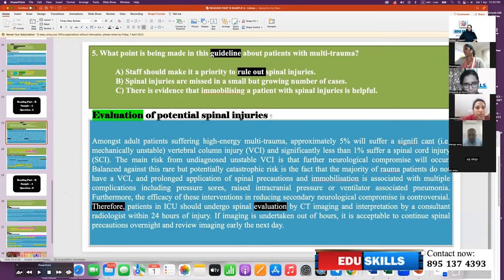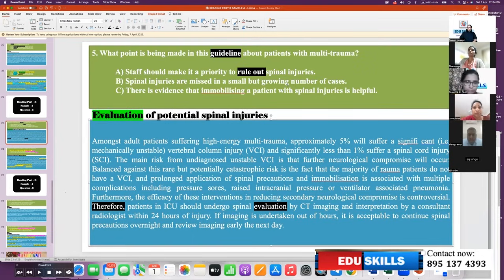Do you have any other options? Here one scale is used, whether you can understand the scale. Spinal injuries are missed in a small but growing number of cases. Here it says they suffer a significant vertebral column injury, and significantly less than 1% suffer a spinal cord injury. It says less than 1%.